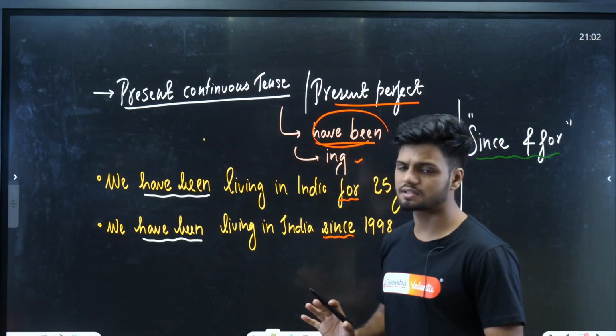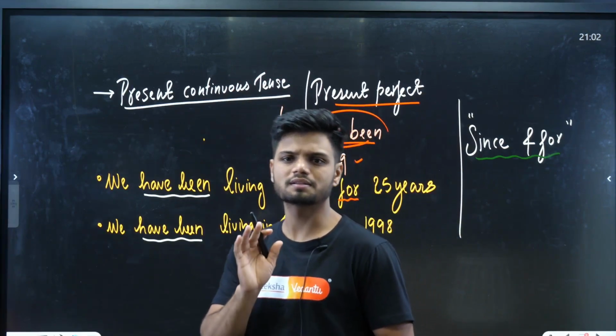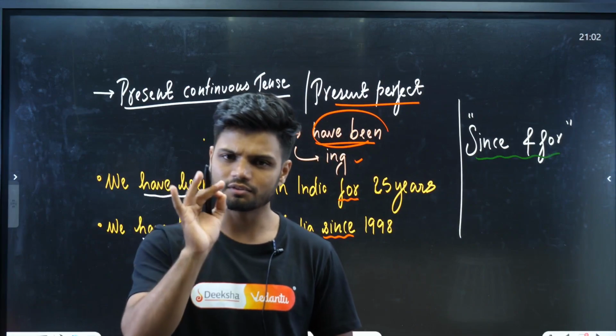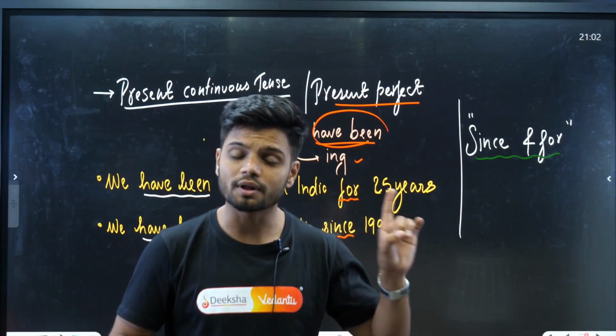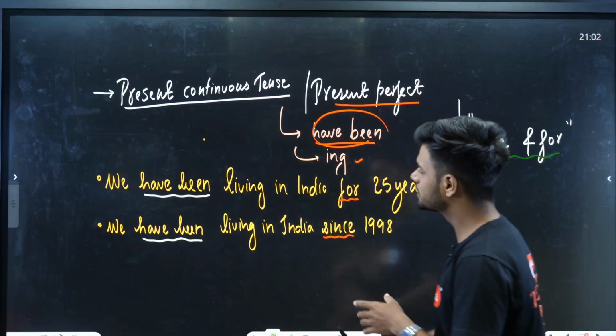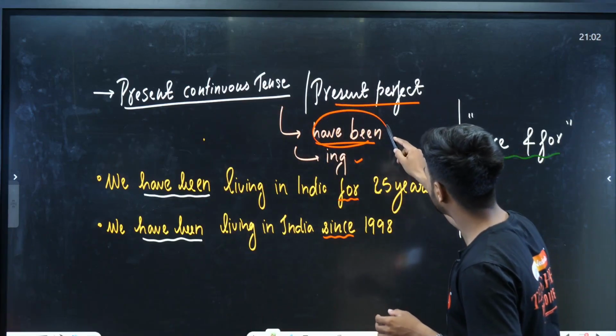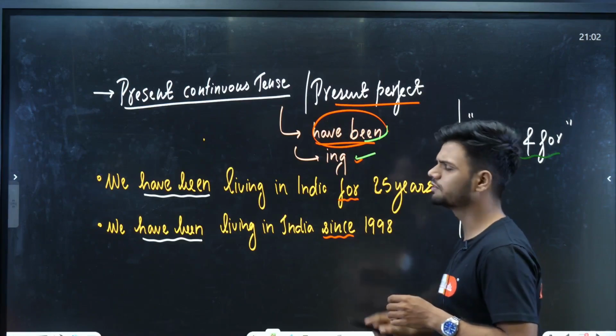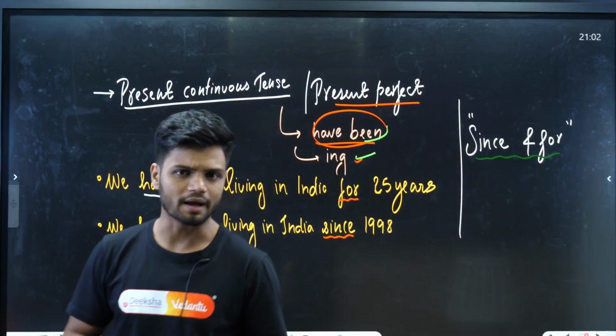Present continuous tense. Now, this is where the questions have come, and this is where I'll tell you a small trick which you will be able to identify in your exam also. What is the small trick here, sir? Listen to me very carefully. Students, here in the present continuous tense, mostly you will have been or ing will be there.